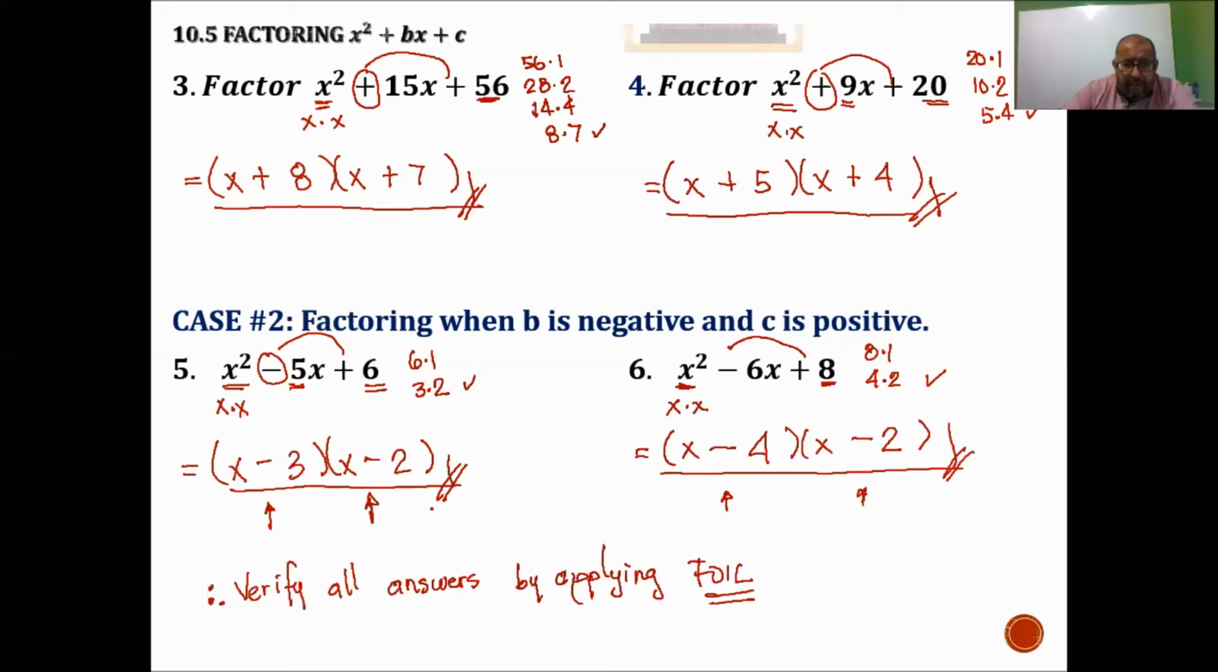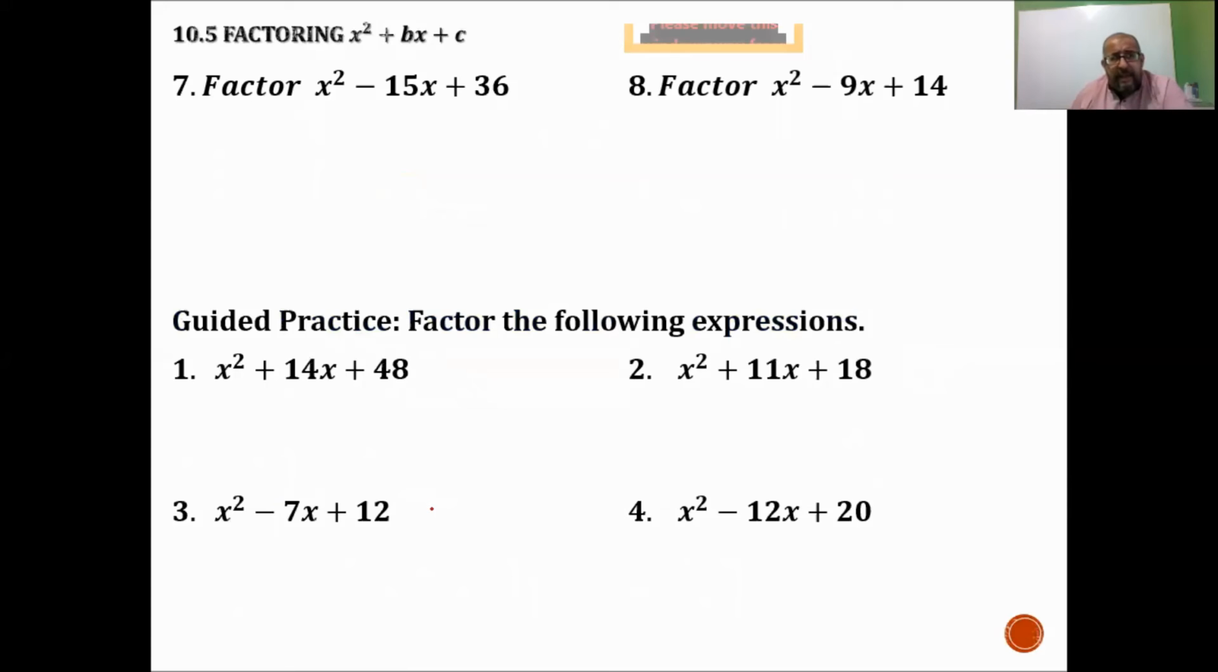We continue with some other examples. And let's analyze exercise number 7. Exercise number 7, we have x squared minus 15x plus 36. So here we have the breaking up of x squared, which is x and x. Now I need to break up 36 into 36 times 1. I'm also going to have 18 times 2.